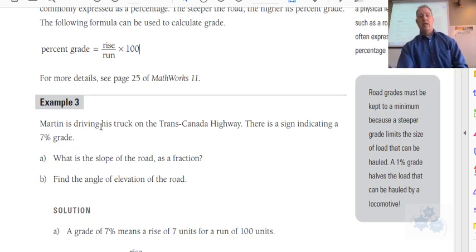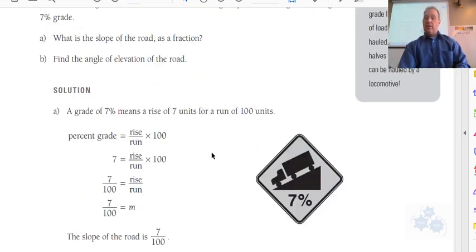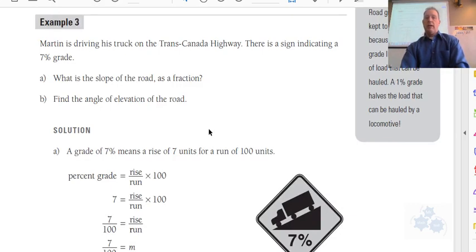So this example, now this isn't really simple stuff, okay? You have to understand what you're doing here. It says: what is the slope of the road as a fraction? That's example 3, part A. And part B says find the angle of elevation. So we're going to spend a few moments talking about each one of these in example 3.